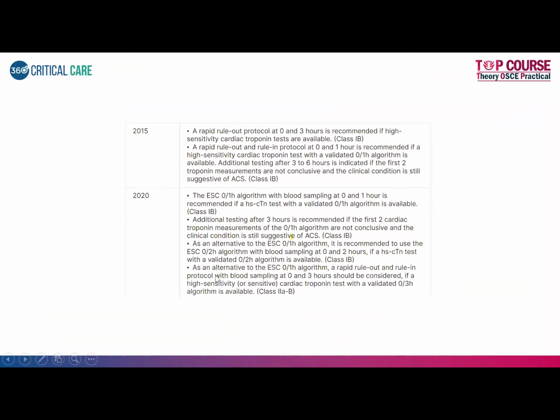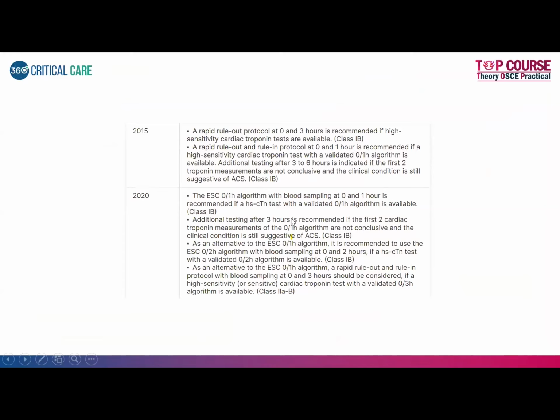But now we have divided it based on the risk factors, and the ESC 0/1 hour algorithm at 0 and 1 hour is considered. Okay, that is a class 1B recommendation. Additional testing after 3 hours is recommended if the first two cardiac troponin levels of the 0/1 hour algorithm are not conclusive and the clinical condition is still suggestive of ACS.